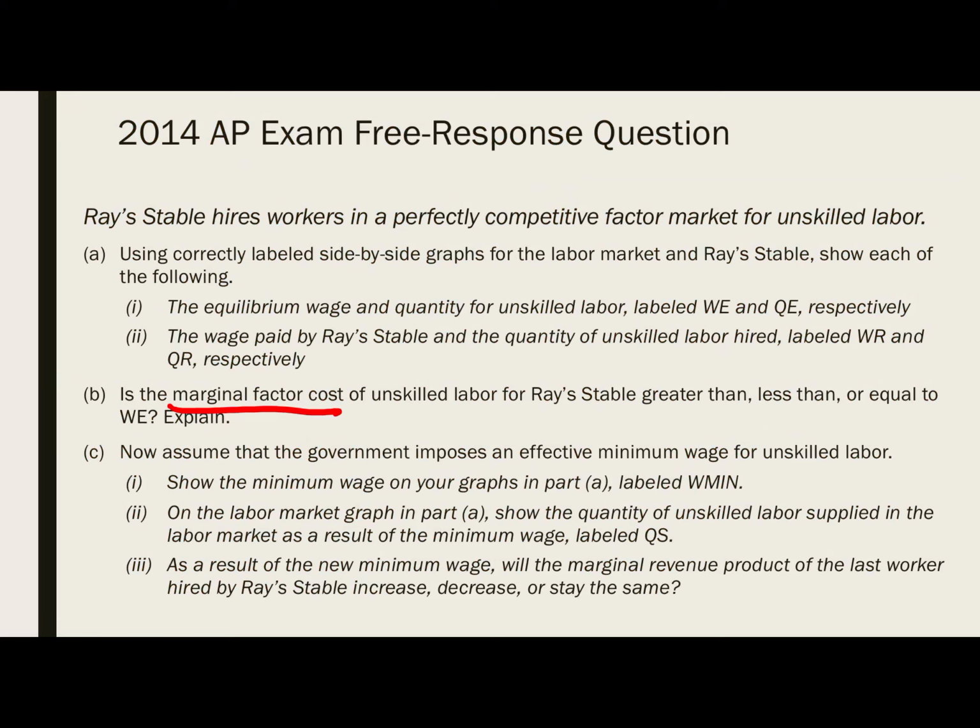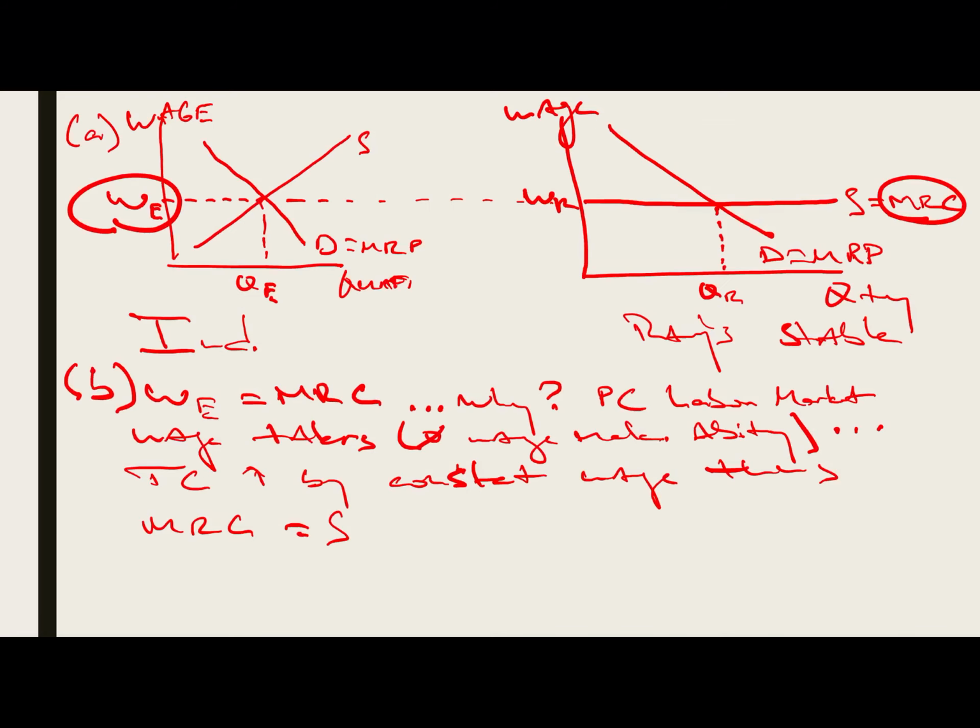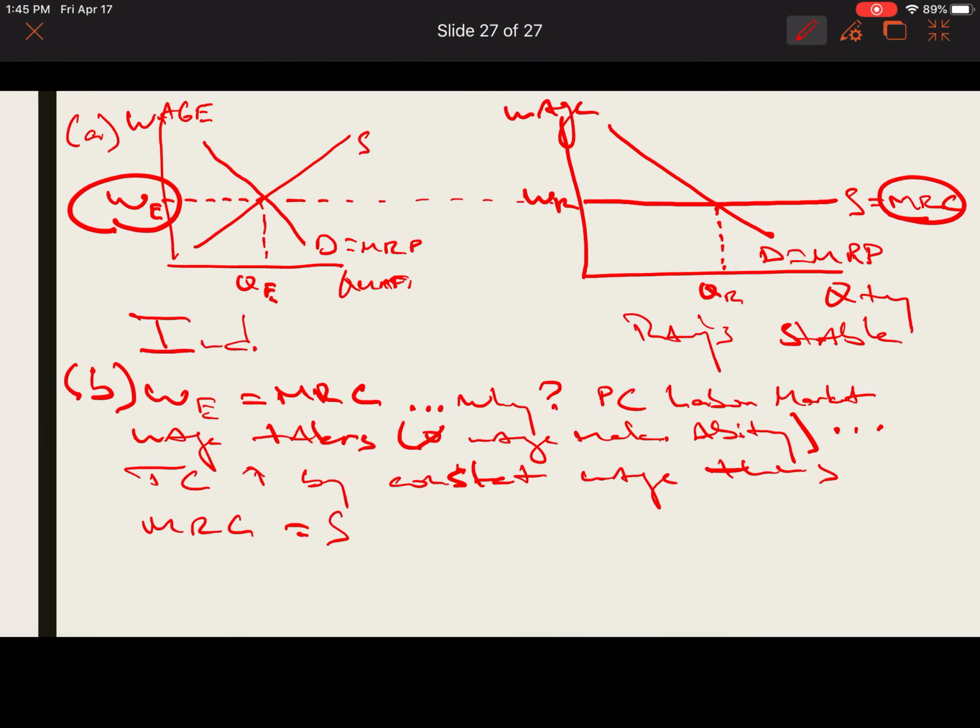Part C. Now it says assume that the government imposes an effective minimum wage for the unskilled labor. It wants to show this minimum wage a few different ways. It says show the minimum wage on both graphs in Part A, labeled WMIN. So all we have to do is go up to the top and draw one here and the other one here. And this is going to be our WMIN, because that is your minimum wage.